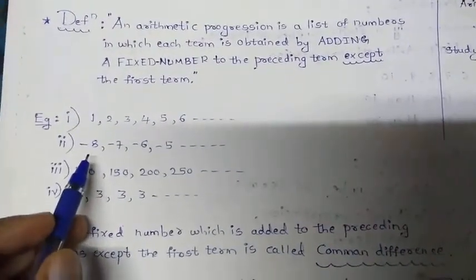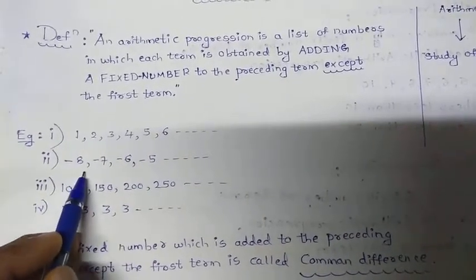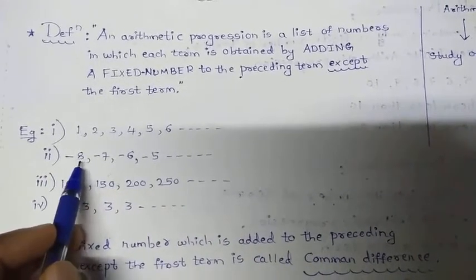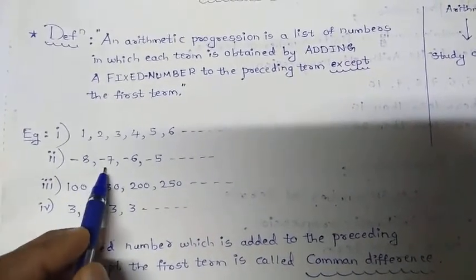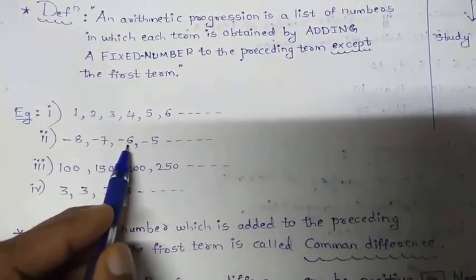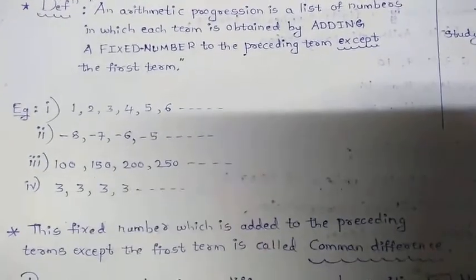And similarly for example 2. For the first term we have added plus 1. So minus 8 plus 1 is nothing but minus 7. And similarly minus 7 plus 1 is minus 6. Minus 6 plus 1 is minus 5 and so on.